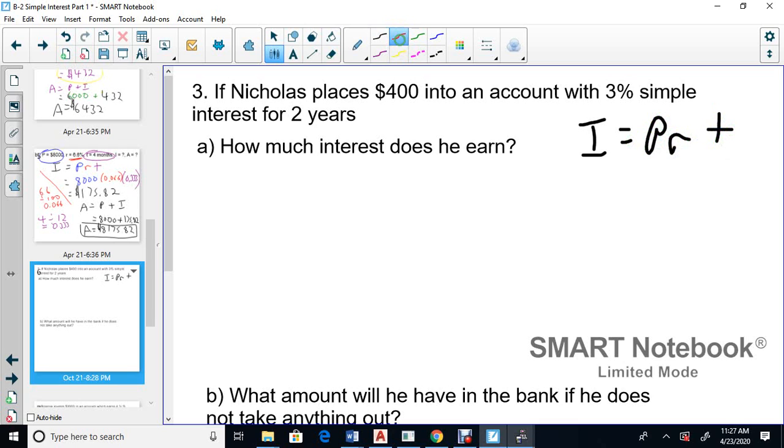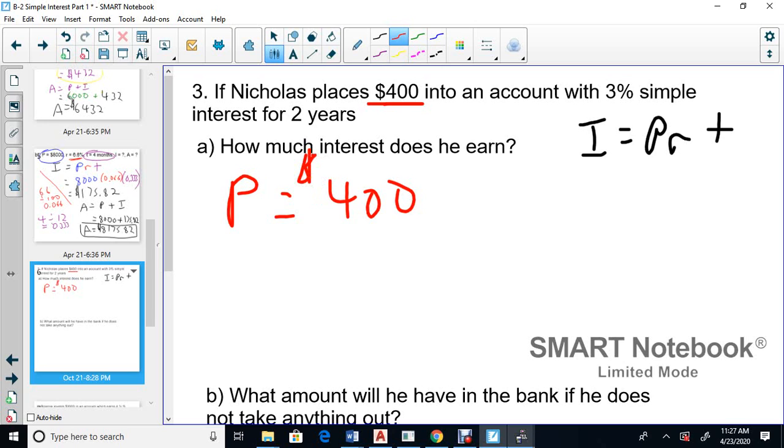So first, P. P is 400. So where did I get that? Right here. P is 400. So that's how much he places in the bank. That's the principal. Okay, we can put dollars if we want up here, but it's 400.